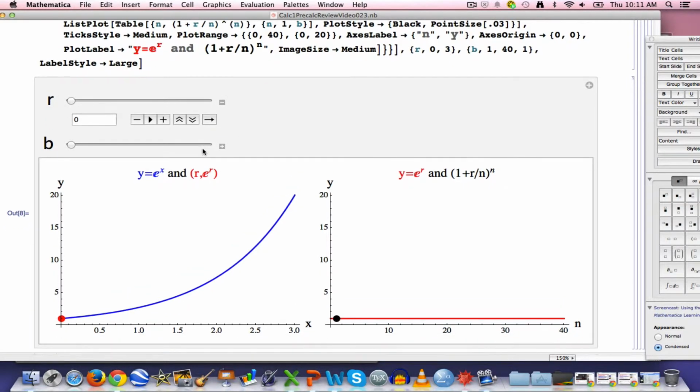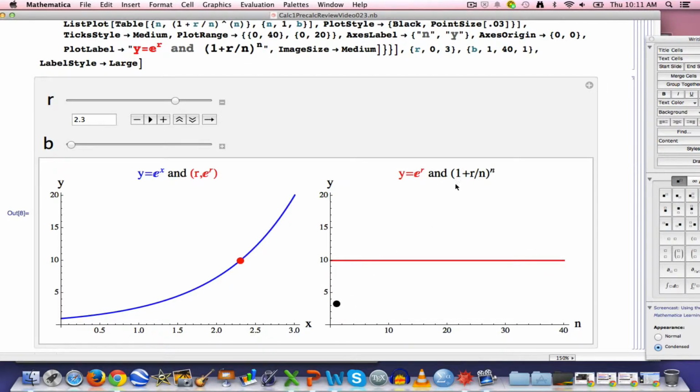r is an animation parameter. Here it's fixed at 0, but I can change r and the red dot moves. You see the red line on the right also moving as I change r. That's a horizontal line. It's the graph of y equals e to the r as a constant function of n. I'm labeling the axes over here n and y. That's a constant function of n, or x if you prefer. All right. For fixed r, the graph is a horizontal line.